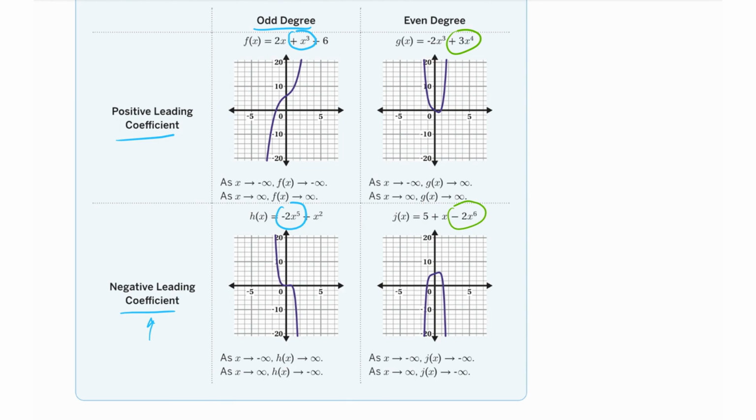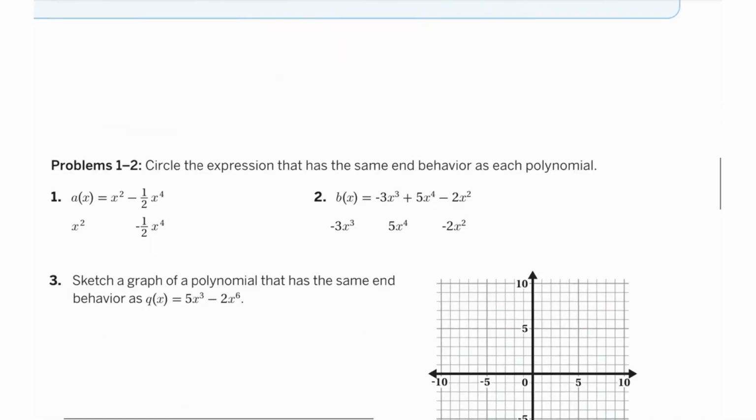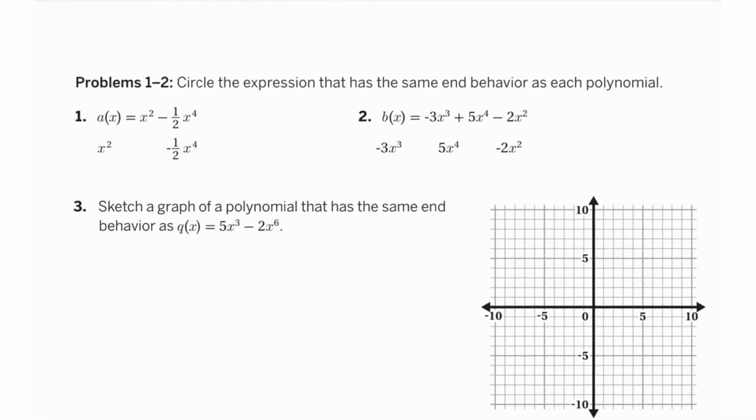So you can see what that does to our end behaviors. The shapes look a little bit different because of what the actual exponent is, but the even and odd degree and then the leading coefficient tell us what we need to know about our end behavior. So problems 1 and 2, circle the expression that has the same end behavior as each polynomial.